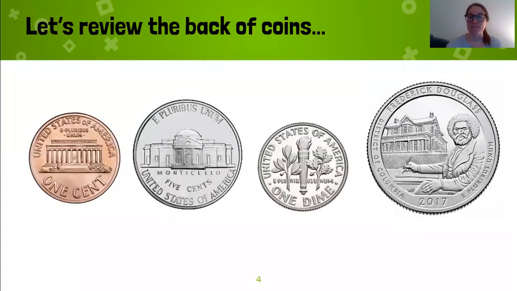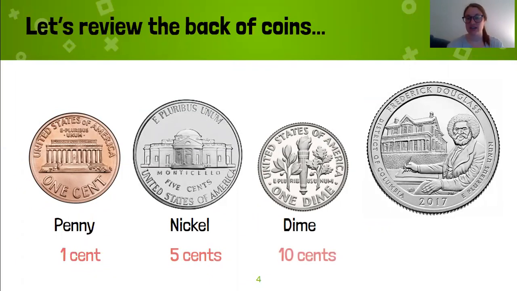When we're looking at the backs of these coins, again, the penny, 1 cent, the nickel, 5 cents, the dime is 10, and the quarter is 25. The interesting thing about the quarter is when I was growing up, all the backs of the quarters were the same. So if you see old quarters, they will all have kind of like an eagle, like a bird with its wings splayed out.